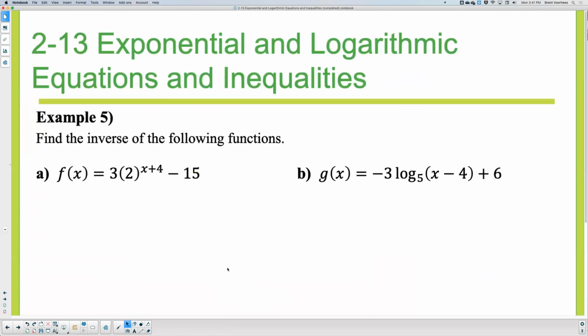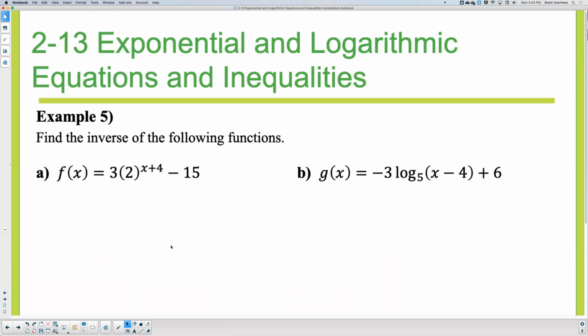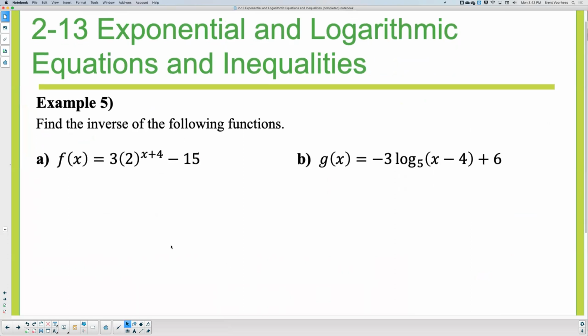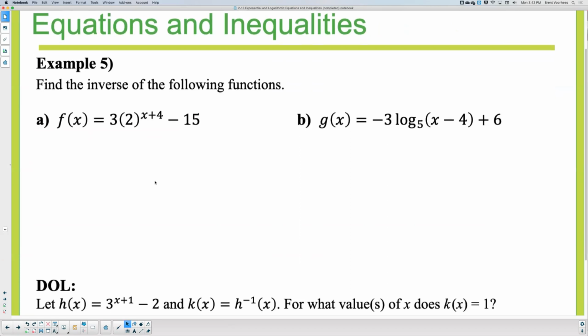Okay, so now let's finish up this packet. As we look, we have example 5 and example 6. Let's take a look at these now. Example 5 says find the inverse of the following function. So a reminder, when you go to find your inverse, the first thing you do is you switch your x and y. So this is y here. What I would do is say this is x equals 3 times 2 to the power of y plus 4 minus 15. And now to completely find the inverse after switching x and y, what you do is you isolate the new y.